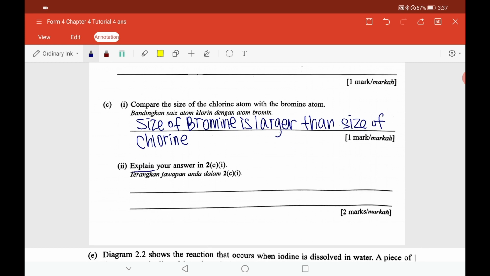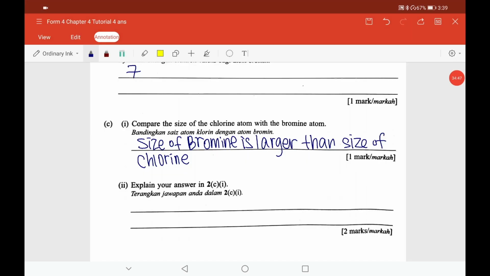You need to explain why. Why does bromine have a larger size compared to chlorine? Normally, when we want to explain size, we just need to talk about the shells. Who has more shells? That's it.